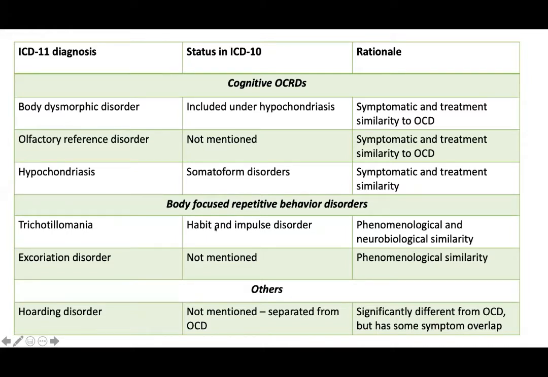trichotillomania has been shifted from habit and impulse control disorder to OCRDs, because it differs from other impulse control disorders in that it is not an inherently pleasurable activity, and people don't do it for an inherent reward in it, but they have a tendency to do this repetitive behaviors despite the harms associated with it. And there has been both phenomenological and neurobiological similarity in the form of both neurocognitive and neuroimaging studies, and because of which trichotillomania has been included.